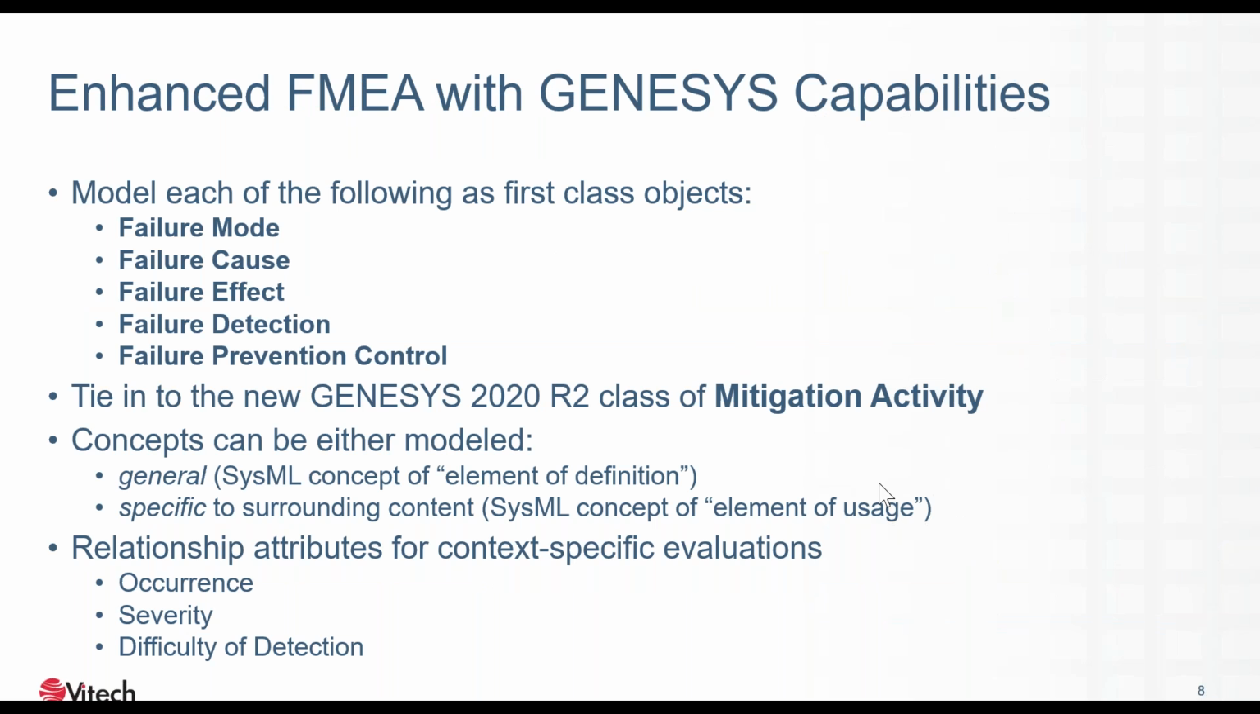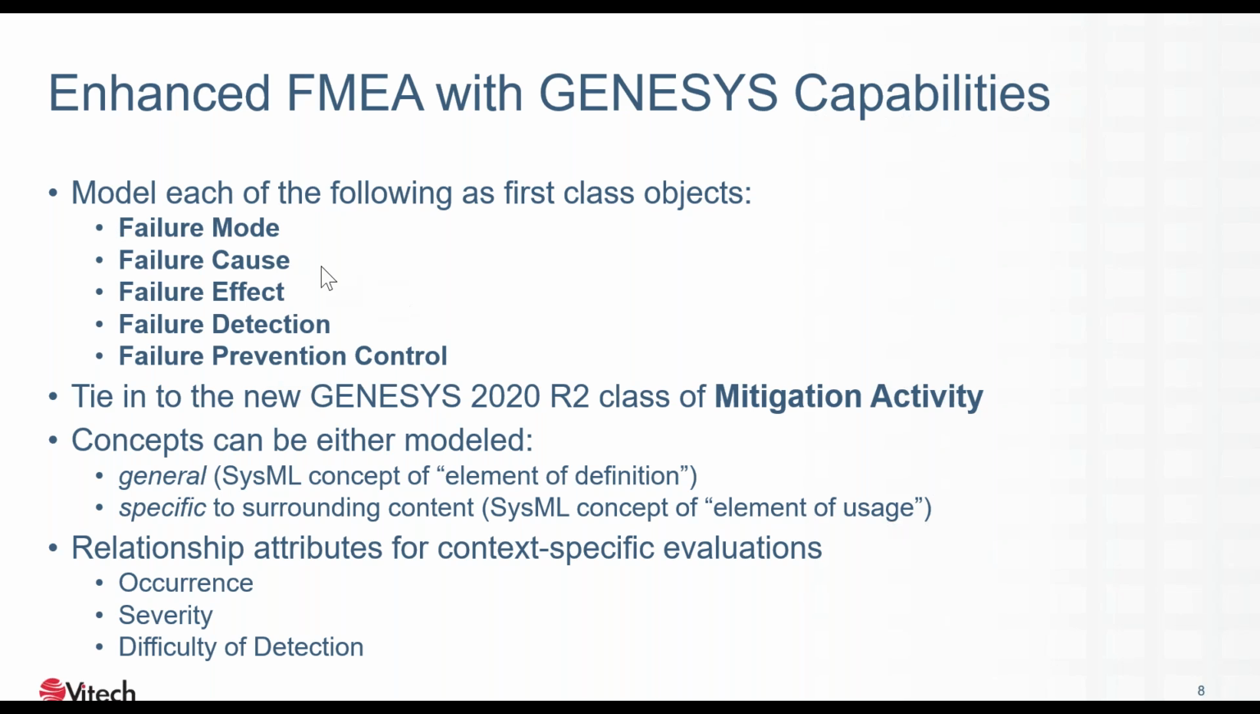Okay, so in terms of what the actual implementation looks like in terms of the additional new classes and types of relationships that are in GENESYS, we'll go into that in a little bit more detail, but just to give you a quick intro right now, there are these 5 new classes that are in the Schema extension. We have failure mode, failure cause, failure effect, failure detection, and failure prevention control.